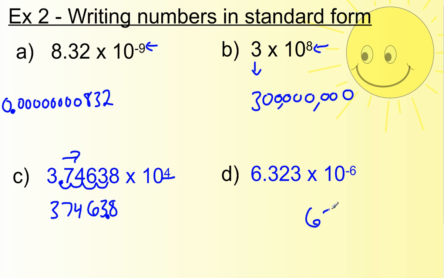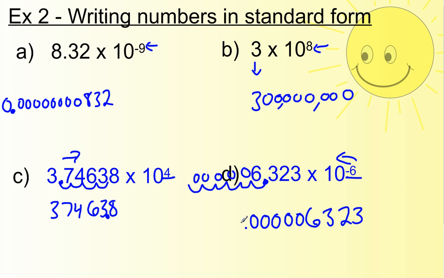Okay, 6, 3, 2, 3. Decimal starts here. Since it's a negative exponent, I'm going to be shifting to the left. 1, 2, 3, 4, 5, 6 gives me 1, 2, 3, 4, 5 zeros. So 0.000006323. And that's my number in standard form.